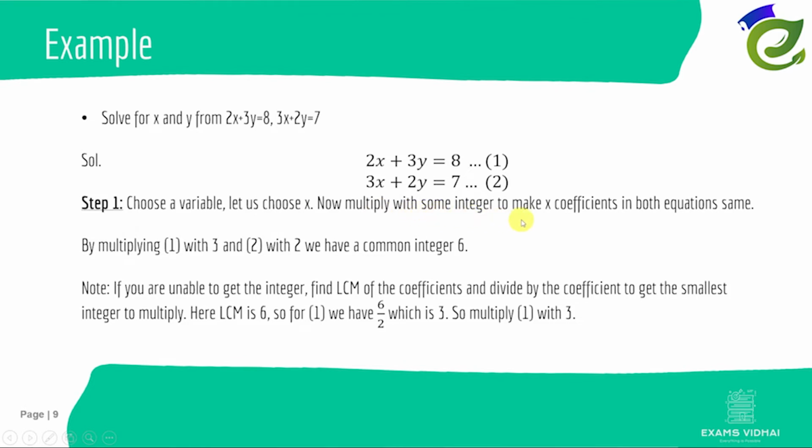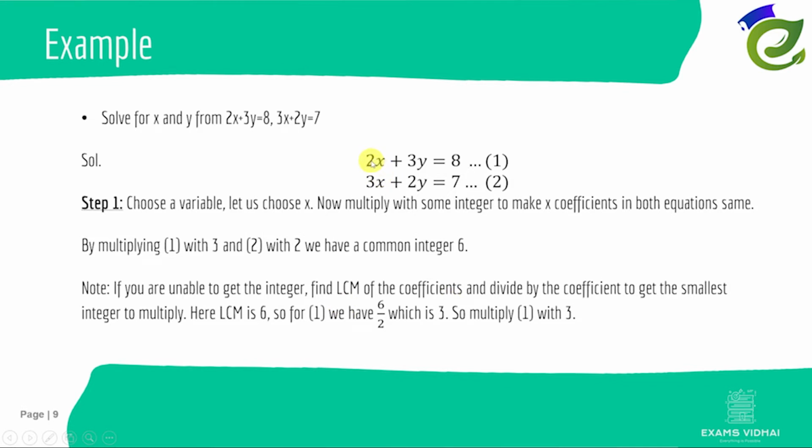Now multiply by some integer to make the x coefficients in both equations the same. So here I have 2 and here I have 3. I'm going to multiply equation 1 by 3 and equation 2 by 2. Note that if you are unable to find the integer, it's a simple step. We are just going to find the LCM of the coefficients.